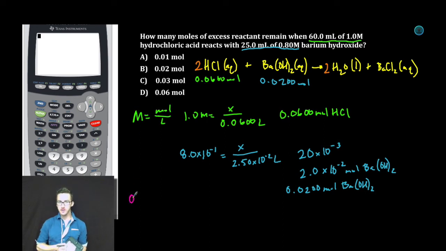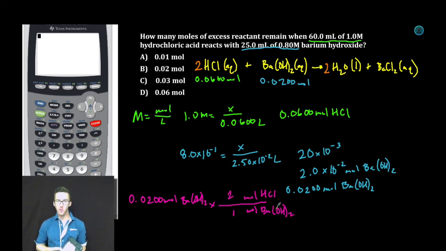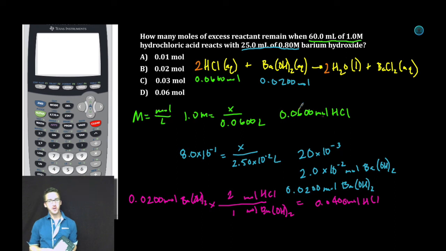Okay, so I've got 0.0200 moles of barium hydroxide. I'm going to convert moles of barium hydroxide to moles of HCl. That relationship is 2 to 1. In other words, if I react 0.02 moles of barium hydroxide, I'm going to need 0.04 moles of HCl to react it all. And I have 0.06 moles. So if I have 0.06 moles and I only need to use 0.04, 0.02 moles is what's going to be left over.